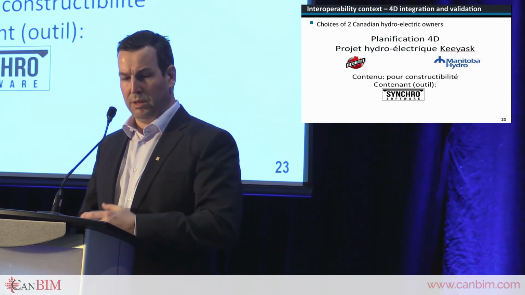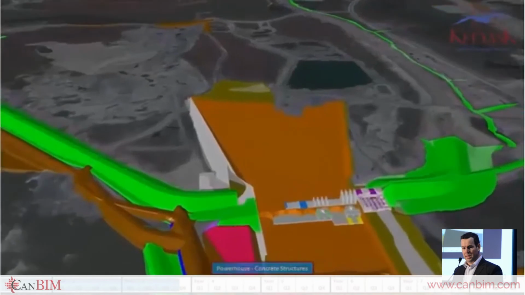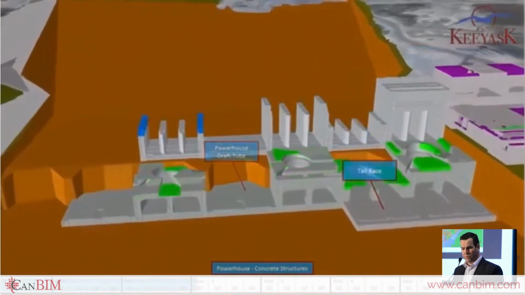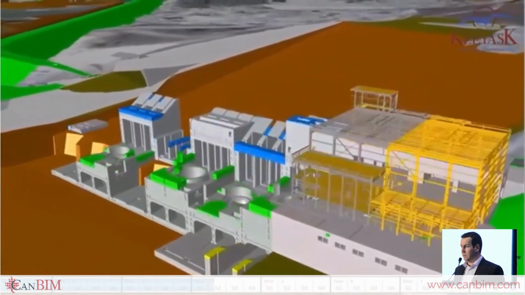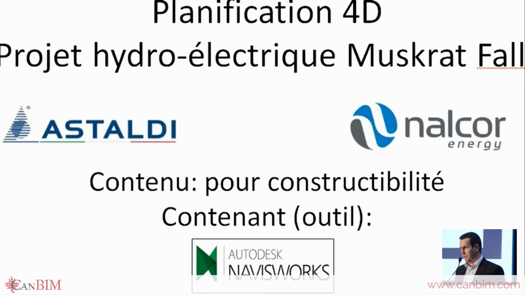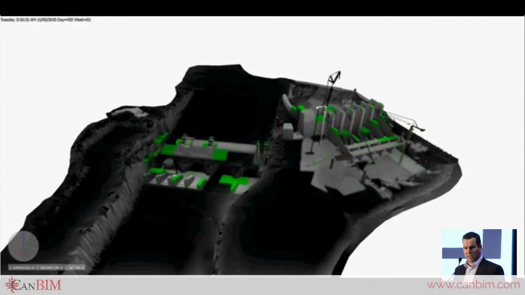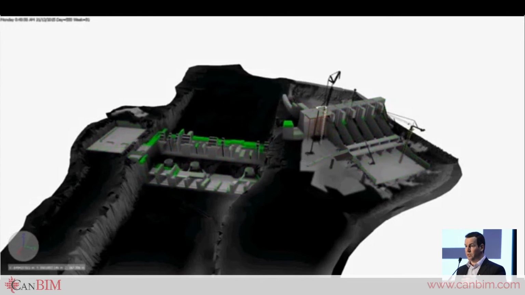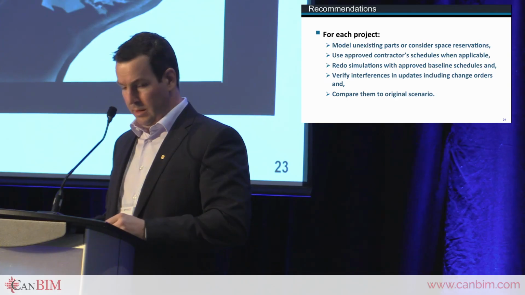Here are two examples of, again, an interoperability context. This is Manitoba Hydro. This is Synchro software for the Kiosk project. It's similar. Again, in terms of constructability, you see the time frame at the bottom as well. And here's a second example, Muskrat Falls in Labrador for Nalcor, done by Astaldi. And again, using Navisworks software. So other companies use other software that also do useful things, and you can look at all of these different formats. So that's that.